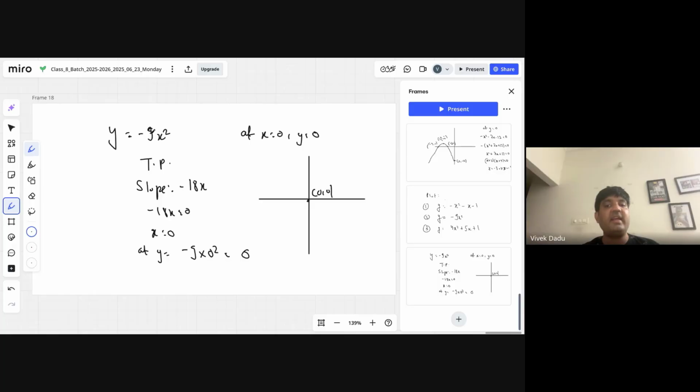And since there is a negative in front of x square, how will the graph be? It will be a reverse type of graph like this. That's it. If that is the turning point, that's how it is supposed to be. A reverse graph with that as the turning point. There is no other way. Okay.